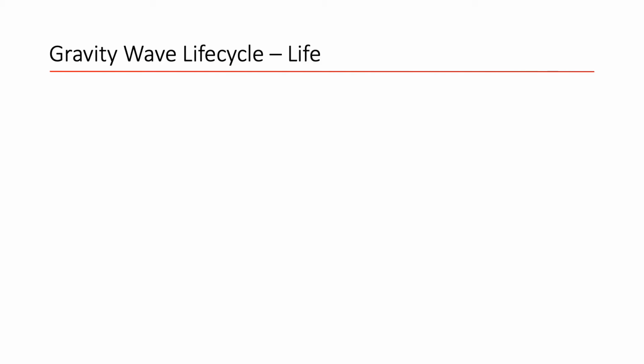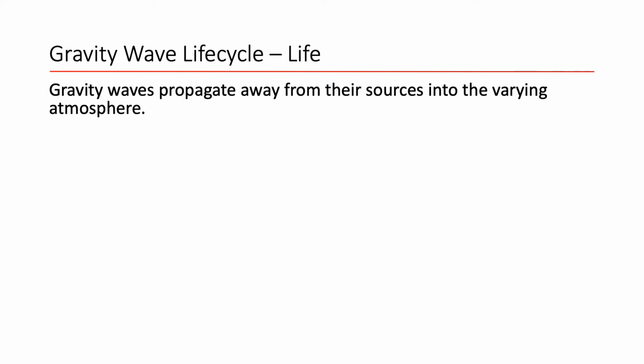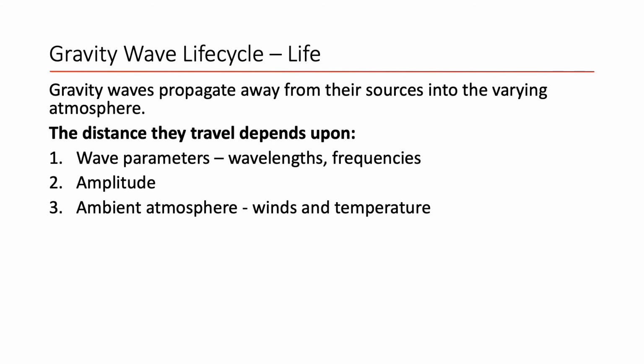So now let's talk about the life of gravity waves. Gravity waves, when generated from their sources, propagate into a varying background atmosphere at a variety of angles. And the distance that they can travel depends upon three parameters. First, the wave parameters themselves, i.e. the wavelengths and the frequencies. Secondly, the amplitude. And thirdly, the ambient atmosphere, so how the winds and temperature vary along the wave propagation path.